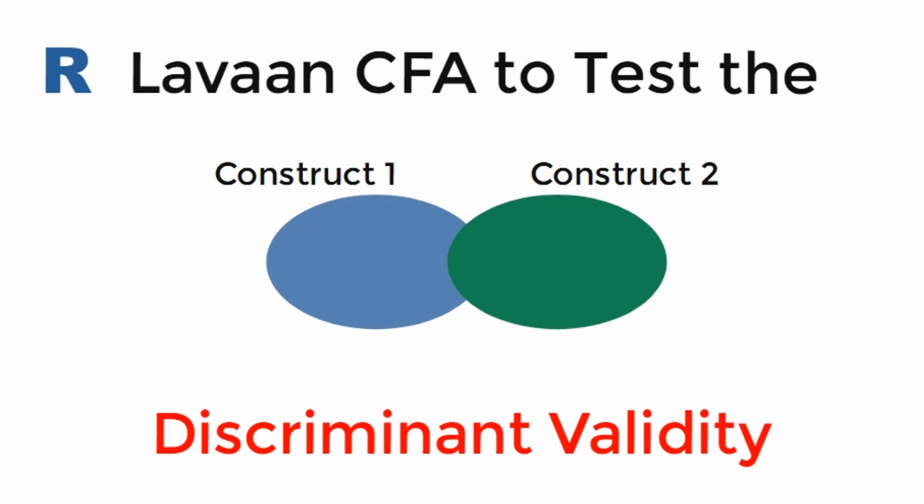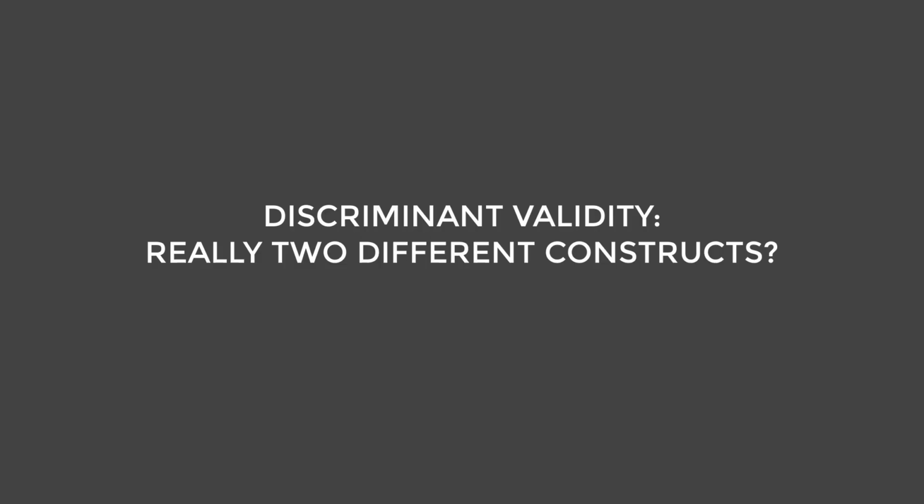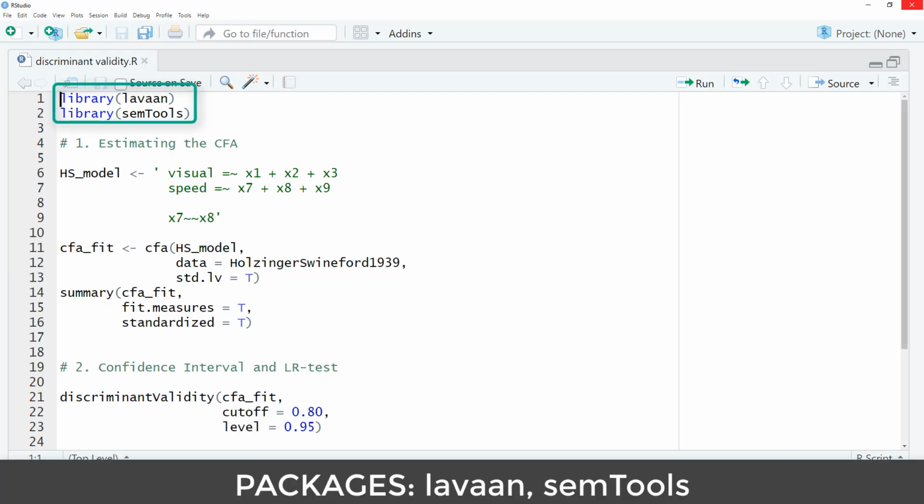In this video I'll show you how to use lavaan and R to assess the discriminant validity of a measure. Discriminant validity is about whether a construct really measures something different than other established constructs. So it's about a comparison of at least two measurement models. We need lavaan and we need semTools.